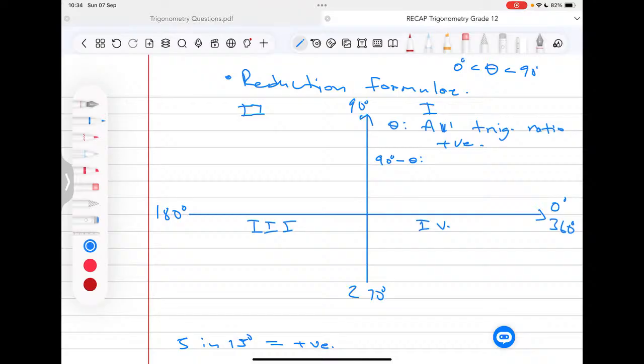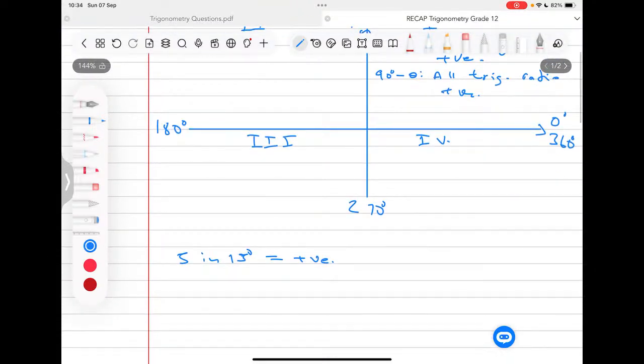And again, such trigonometric ratios, all of them will be positive. All of those trig ratios will be positive. Now, what do I mean? Well, what I mean is that if I were to have the sine of, let's say, 90 degrees minus a theta, this will be positive. That's the first thing that I have to observe, that it will be positive.